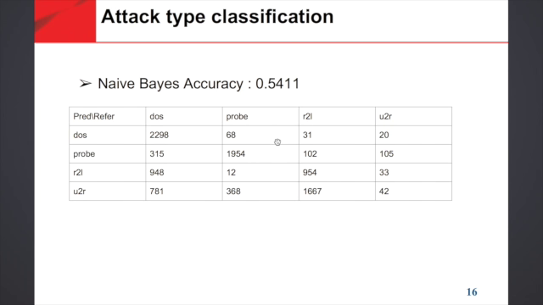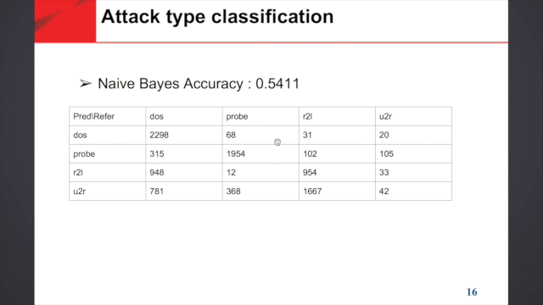So let's continue to our second level. In our second level, we need to classify the abnormal data into 4 categories. The first method I choose is to use naive Bayes.